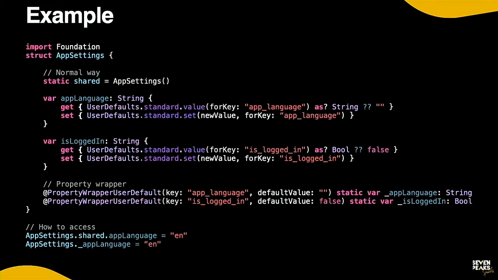Basically, we want to share data to user default. What we do in the normal way takes 4 lines of code. As you can see, var, app language, string, set, get. And on the other hand, if we do it in a property wrapper way, it's just 1 line of code.